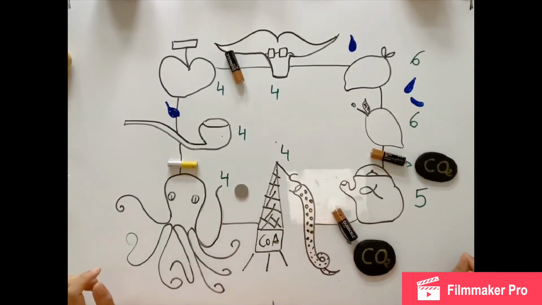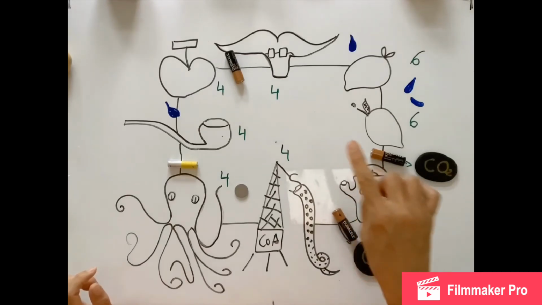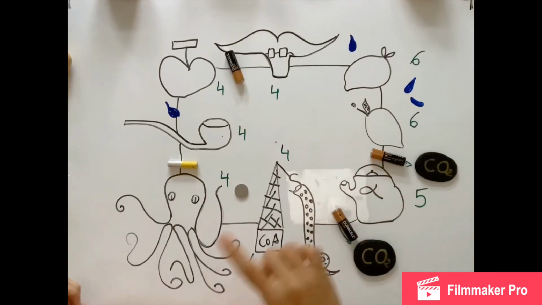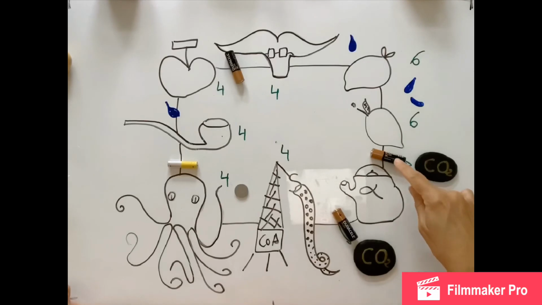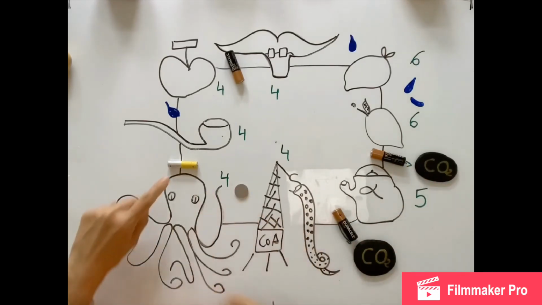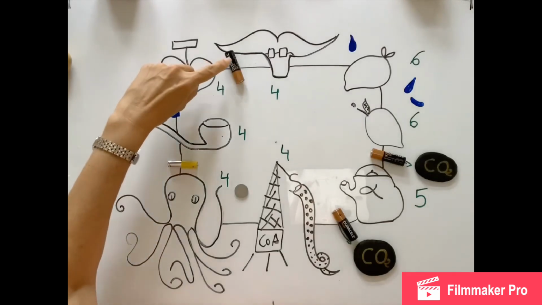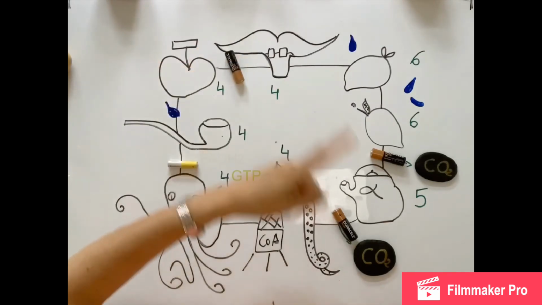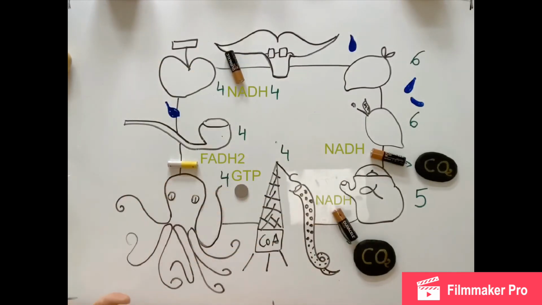ketoglutarate. So if we add up all the energy produced in one turn of the circle, we have 3, 3, 6, 7, 8, 9, 10, 11, 12. 12 ATP roughly produced in one turn of the cycle.